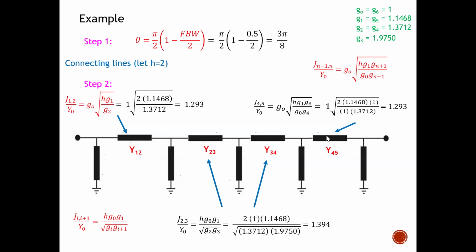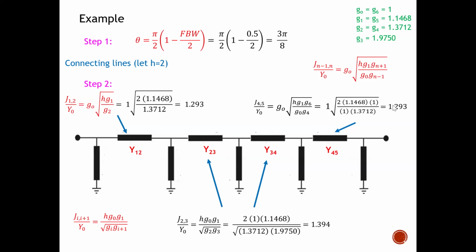Coming to the last stage here, which I mentioned earlier on, I need to use this set of formulas. Again, G naught is equal to 1. H, again, I must not change the H value. The H value must be consistent. If I use 2, in every calculation I need to use 2. Again, G1 is equal to 1.1468 here. G6 is equal to 1, as you can see from here. And then G naught again is equal to 1. G4 is equal to 1.3712. So again, if you punch your calculator, you should get this number.